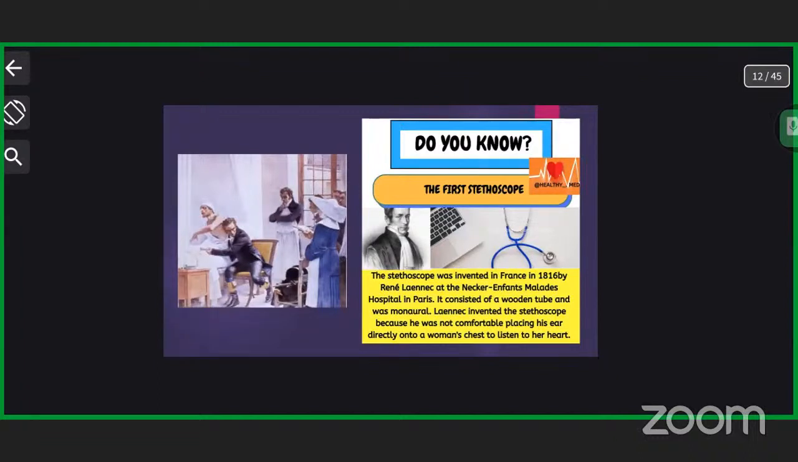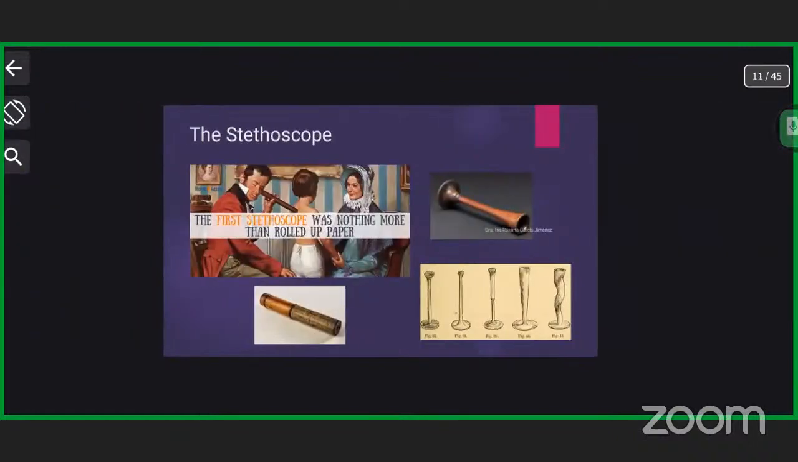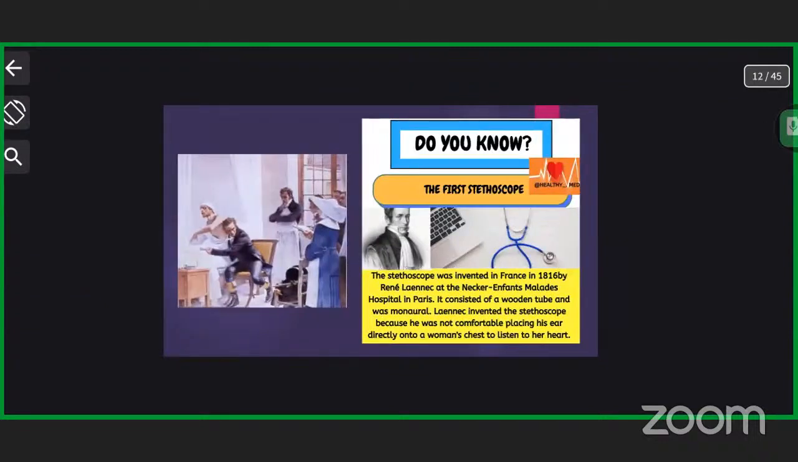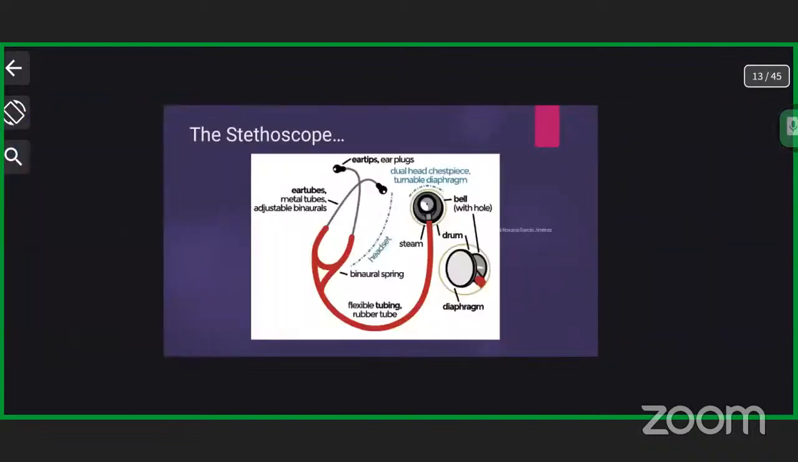René Laennec developed this device, the stethoscope. You have some models, the first ones, in the pictures, in the slides. And they had the chance to hear clearly without skin contact, avoiding infections. And well, that's a good advance for that moment. Nowadays, of course, we have the chance to use electronic ones that record the traces. Well, very sophisticated, but the basic one is this one. The one that we use all the time is this one. And of course, it has its own parts, right? The ear tips, binaural spring, the flexible tubing or rubber tube, the stem, the drum, the bell, well, the bell with the hole, and the diaphragm. It was easy, we all know about it, just for taking it into account.